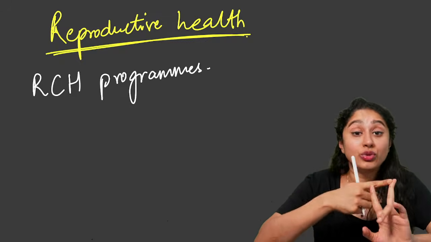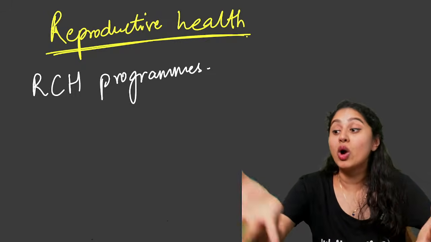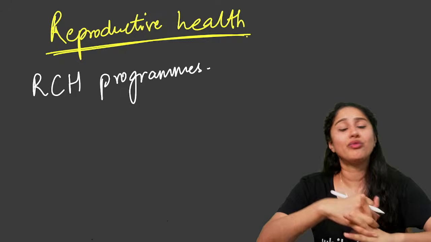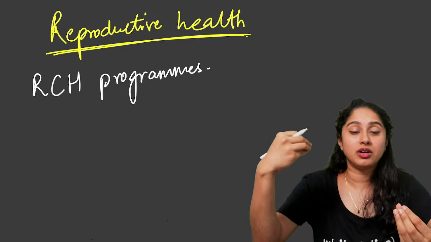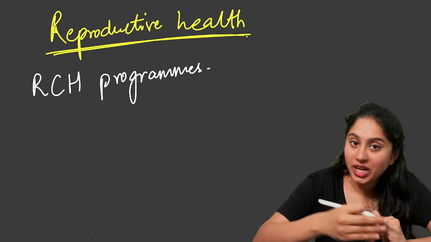If you want a reproductively healthy society, everybody should be aware. They should know how to take care of the mother when she's pregnant, the mother after she delivers. You should know how to take care of the baby. You should know why you should vaccinate a child. So these kinds of things are very important to educate people about.